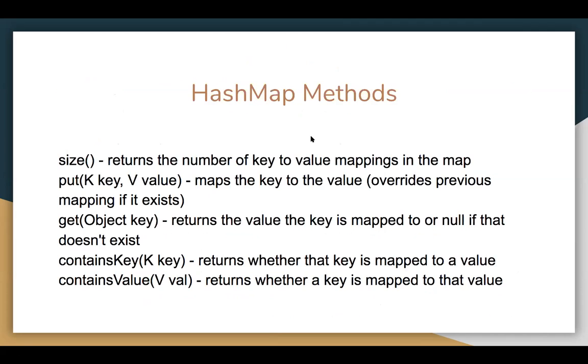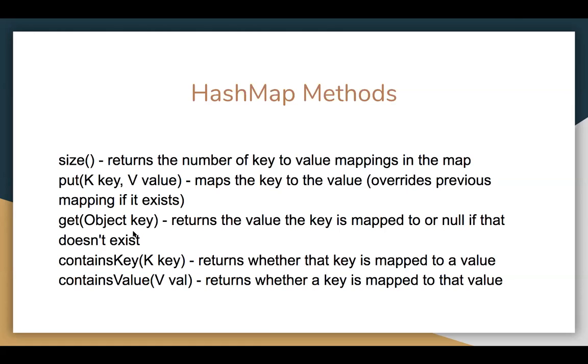Hash map methods. So size returns the number of key to value mappings in the map. Put, which is different from add, but similar. You take a key and then a value, and then it maps the key to the value. So it overrides the previous mapping if it exists. Basically similar to add.